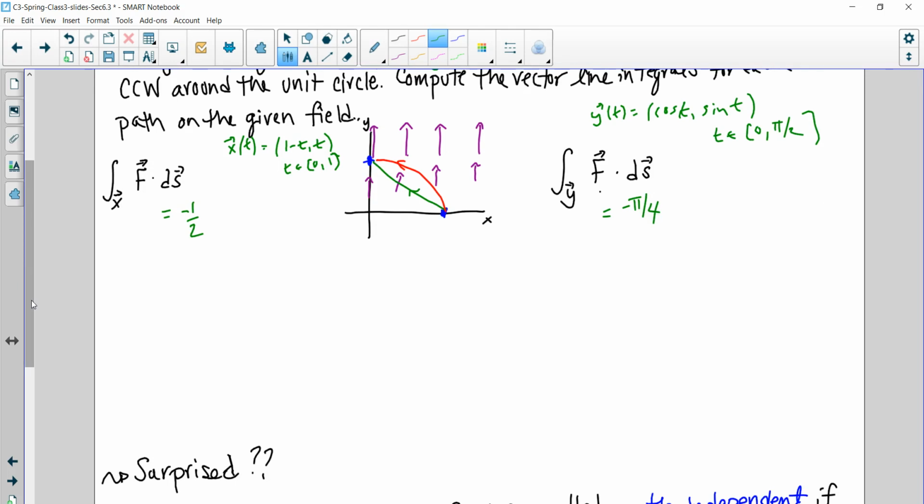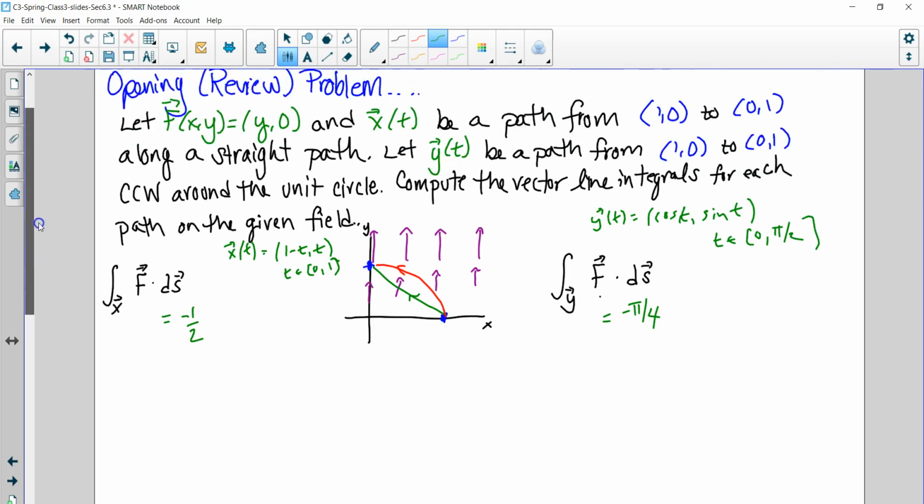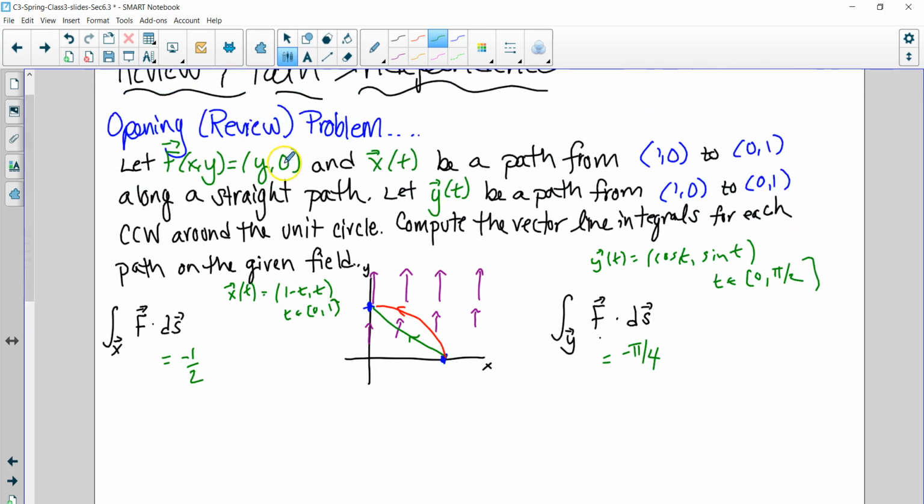So let me change this just a little bit. What if, instead of this vector field, we were to do the vector field, let's cross this out and just do y comma x, okay, and consider that vector field. Okay, well, I want you to pause the video and redo the calculations for the vector line integrals and see what we get.